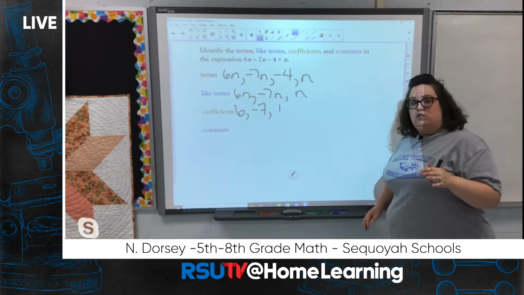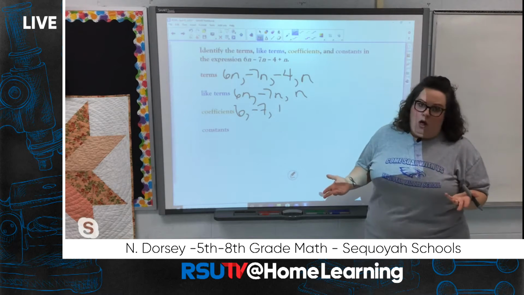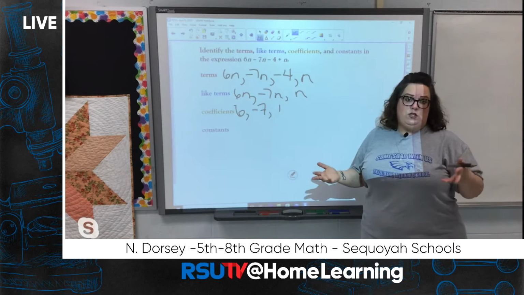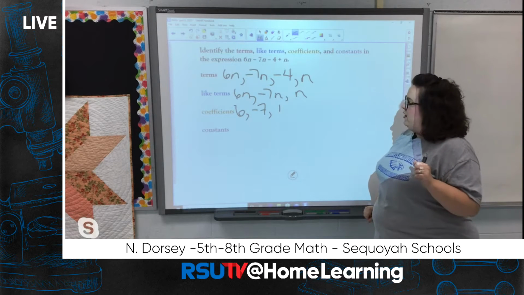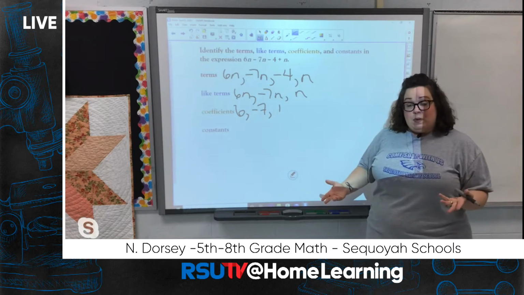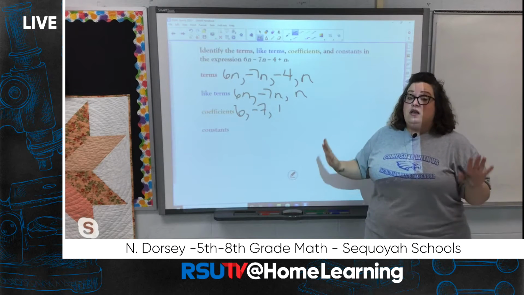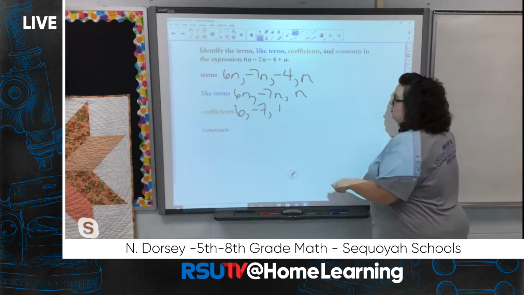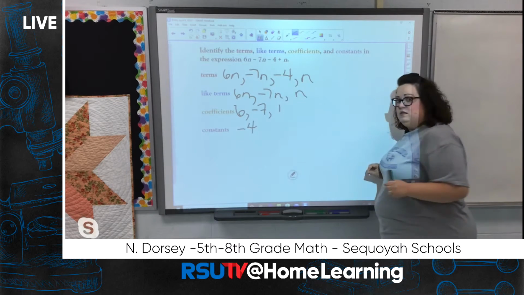Now, if you need to write that 1 in front of the letter, that's not wrong. I know that some of you guys are visual learners, and you need to be able to see that 1, and that's totally fine. So the constant, remember that is the number or numbers that stand alone. They are not attached to a variable. So in this example, negative 4 would be our constant.